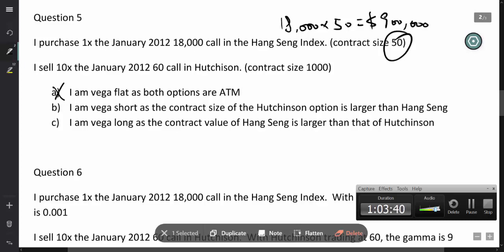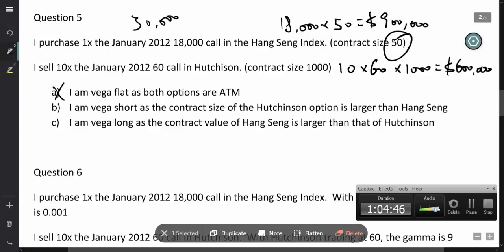Okay, now you just got to know a little bit about the futures market. Looking at it today, with the Hang Seng above 30,000, Monday is going to fall like a lead balloon. But let's say 30,000. So what is the value of one contract in the Hang Seng futures index? $1.5 million. It's a lot of money, right? Now for the Hutchison, that is 10 times 60 times 1,000, which is $600,000.